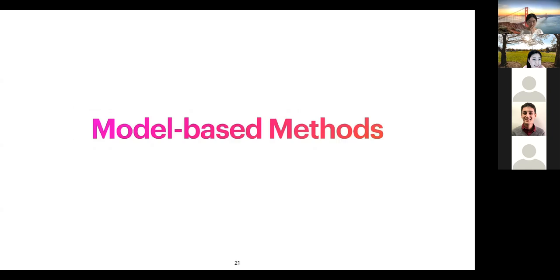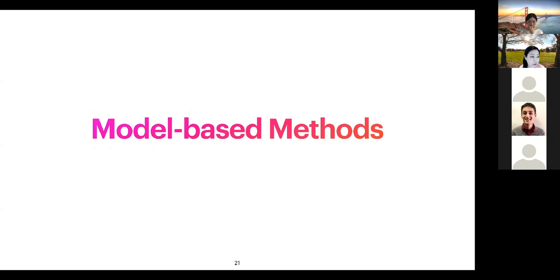Okay, so if not, we'll move on to the third part of deep reinforcement learning, model-based methods. Actually, I will not talk about specific algorithms for this, but I'll just talk about a general method for doing model-based methods. Again, thanks to Yan Chao, who had these new slides here.